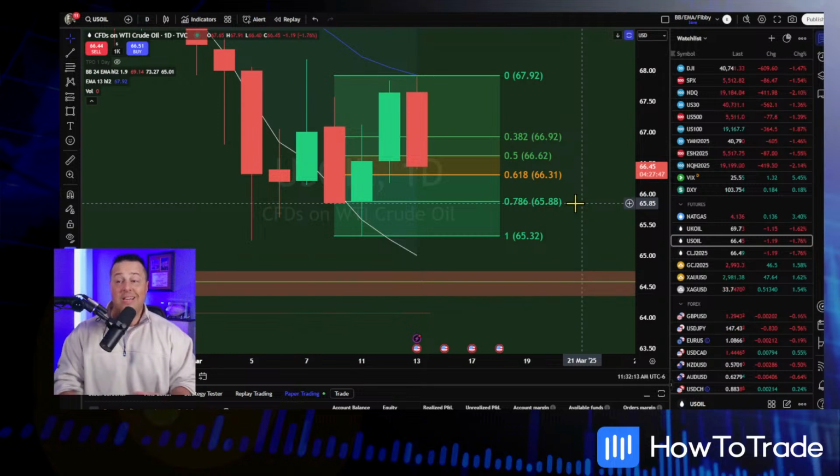66.31. If you wanted to scalp, maybe buying 32s. It's only about 15 pips away. I'm probably only looking for 10 or 15 pips on that. That's a quick one. That's a real quick trade.